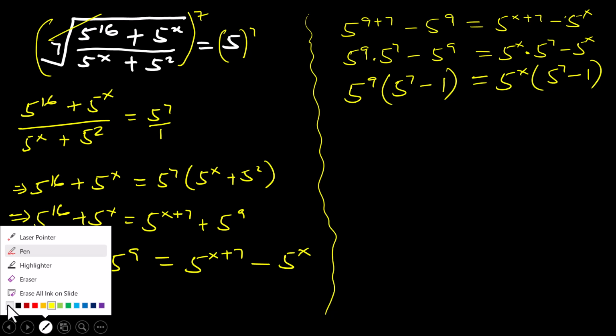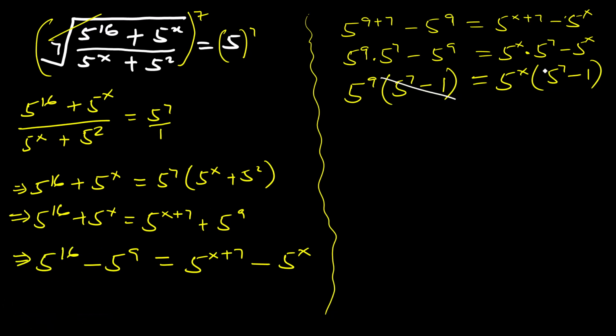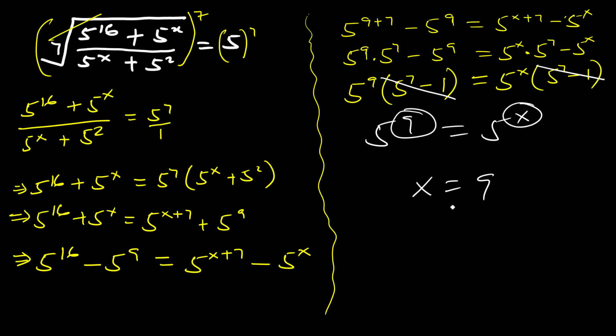Let's observe. This one will cancel this. I will have 5 raised to 9 equals 5 raised to x. Therefore, 9 is the same as x. So my x is 9. Alright, so that's that.